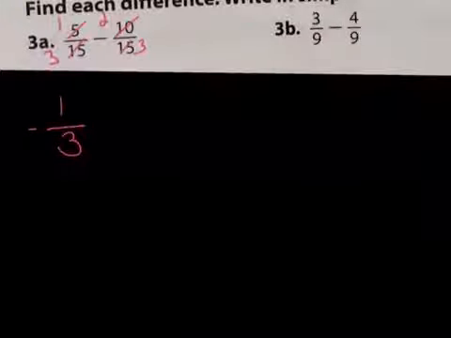Okay, and now I have 1 minus 2. Right? 1 minus 2 equals negative 1, doesn't it? Because I took away more than I have. So it's negative 1/3. It's a simple way to do it.